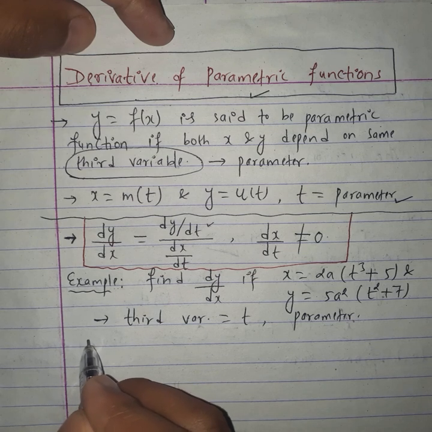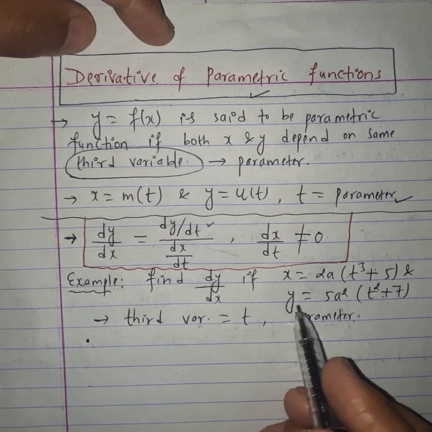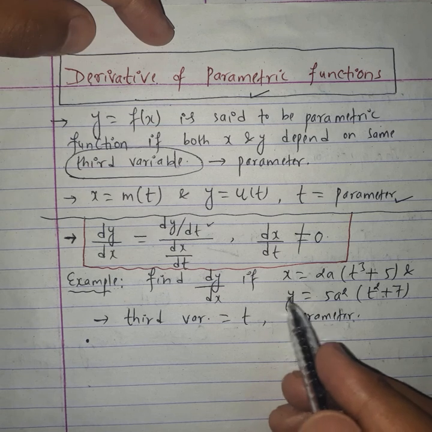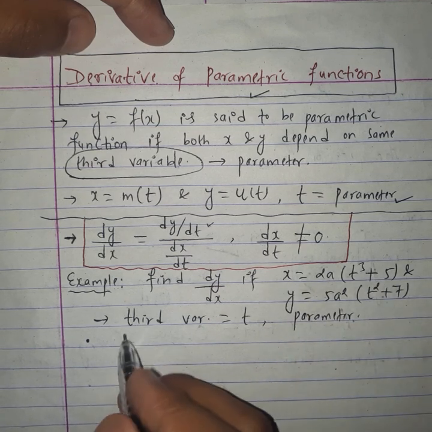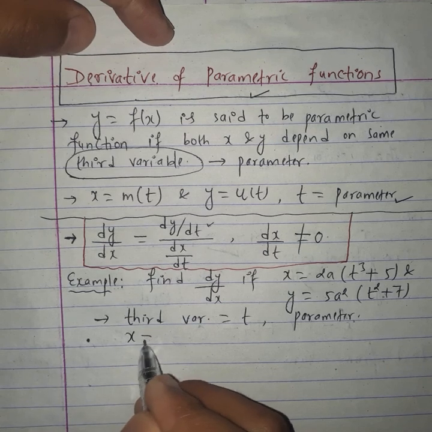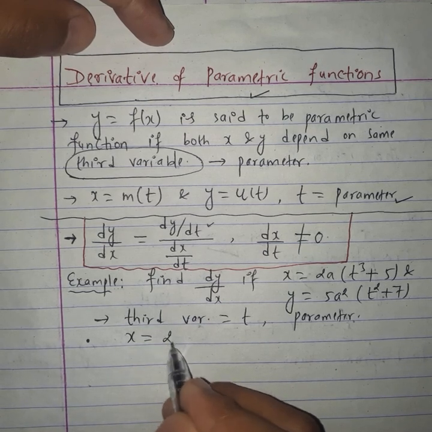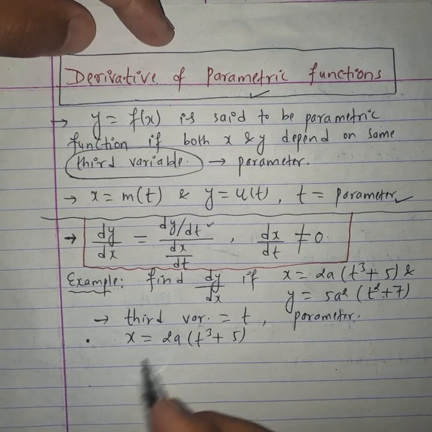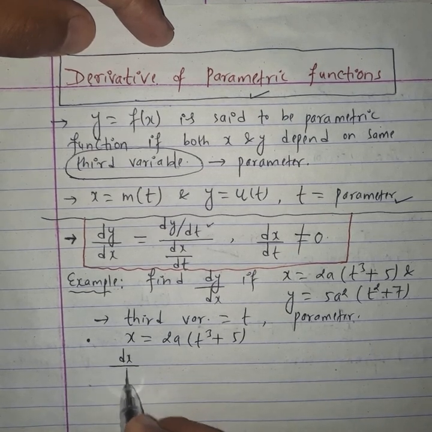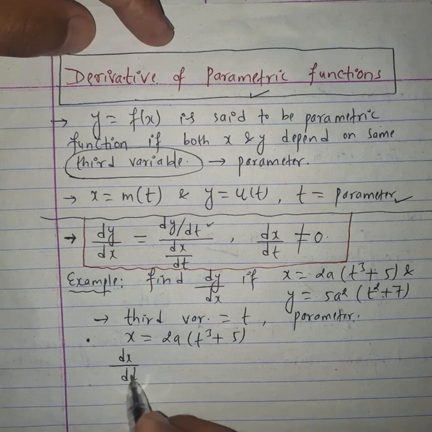First step is taking the derivative of both x and y with respect to the third variable t. Let's take the function for x. X is here equal to 2a times t cube plus 5. Let's take its derivative with respect to the third variable. Here the third variable is t.